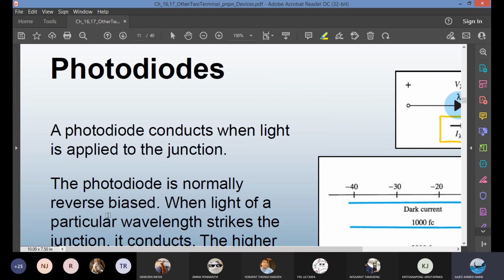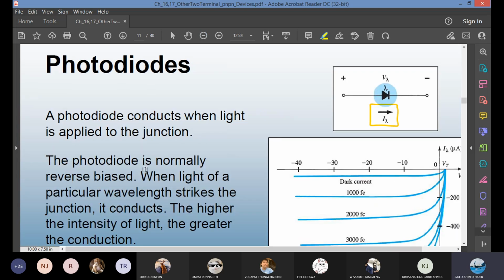The photodiode will conduct current when light is applied to the junction. Normally, it is operating in a reverse bias condition. So what is light? It's an electromagnetic radiation. Each type of light has its own frequency and wavelength. You can have visible light, you can have infrared, ultraviolet is a light. By the definition, microwave is actually light. Radio is a light because it's electromagnetic radiation. Each one has its own frequency and wavelength.